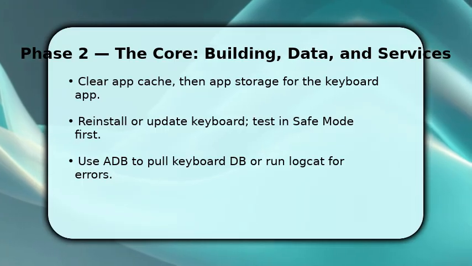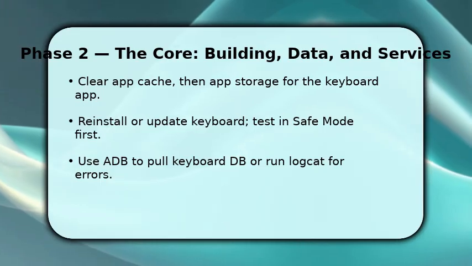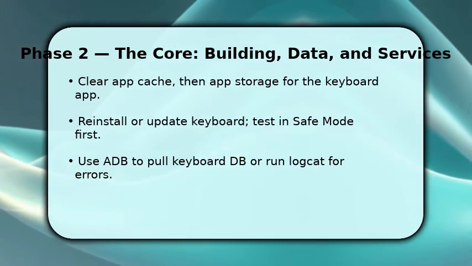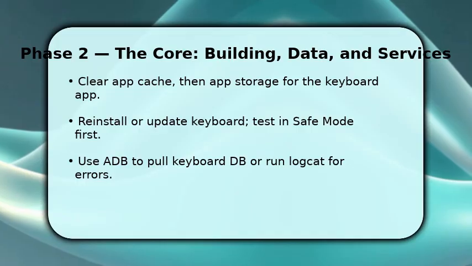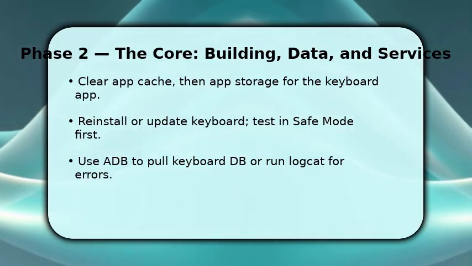For persistent errors, use ADB to pull the keyboard database and run logcat to capture crashes. This shows why entries disappear or autocorrect misfires, so you can address corrupt records or permission denials precisely.